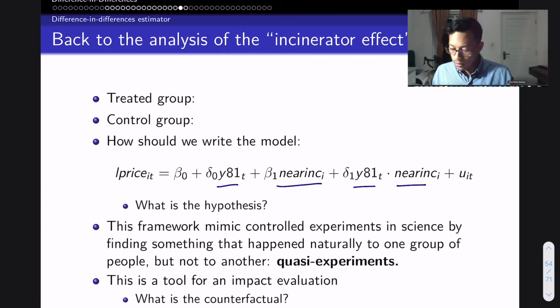Okay, so going back to the discussion, this particular framework may mimic the controlled experiments in science by finding something that happened naturally to one group of people but not to the other. This is also referred to as quasi-experiments or natural experiments. This is a very useful tool for impact evaluation in general, and of course this is one of the array of tools that we have in microeconometrics. And what is going to be the counterfactual? Again, the counterfactual is that suppose there were no treatment, then the outcome of the treatment group is going to trend in a parallel fashion with the control group.